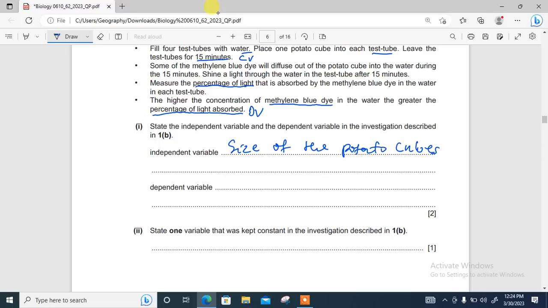While the dependent variable is what we measure, which is here they look at the percentage of light that is absorbed by the methylene blue dye. So it's the percentage of light that is absorbed in the methylene blue dye.